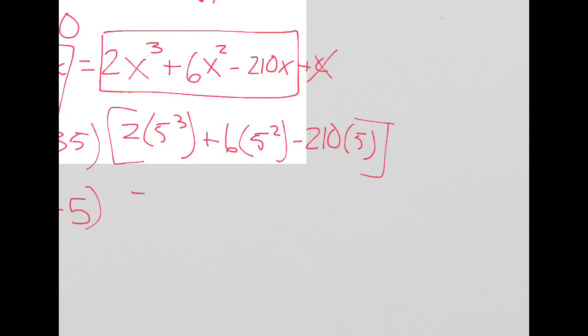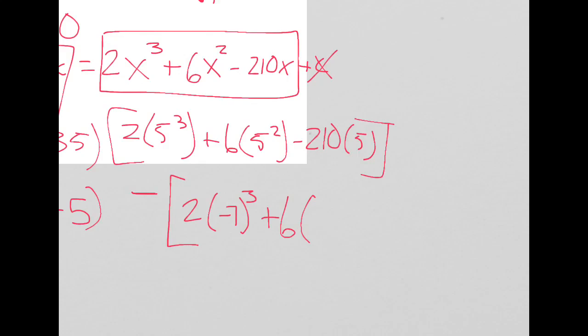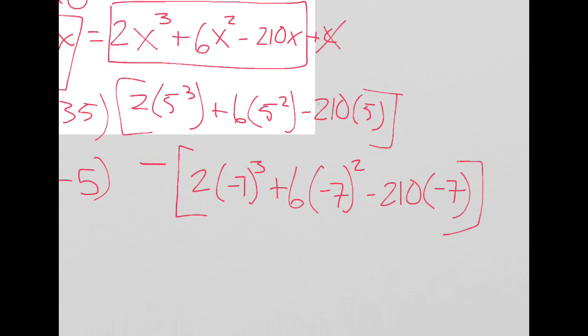So we're going to subtract 2 times negative 7 quantity cubed plus 6 times negative 7 quantity squared minus 210 times negative 7. We're going to subtract that entire thing from the bigger number plugged in. So let's go through and simplify some things.